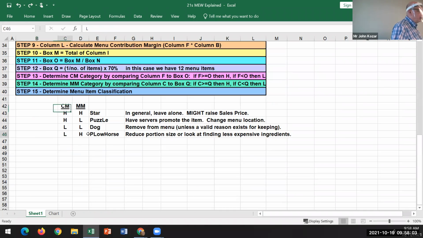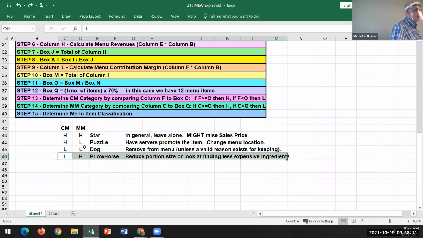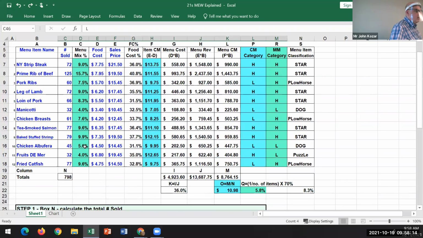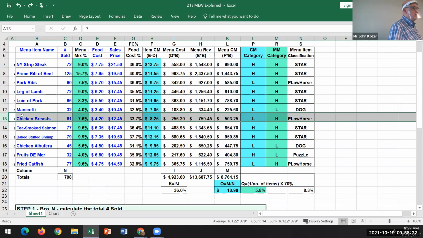Okay, dogs, and then plow horses. Contribution margin is low, but we're selling a lot of it. So our plow horses, we've got a couple of them: a pork rib and our chicken breasts. The problem with these is an individual plate isn't making us that much profit. We're already selling a bunch of it, so selling more of it isn't going to solve our problem. We need to either reduce the food cost or increase the menu price, or both.